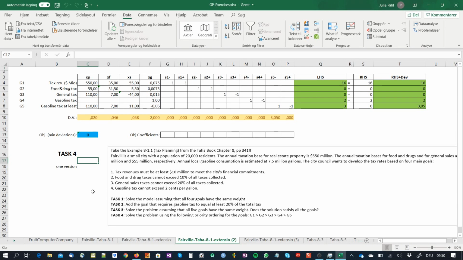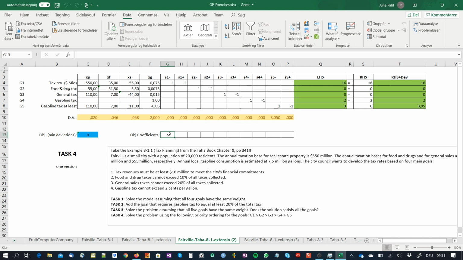A question in addition to the goal programming LP for Fairville tax planning was how to implement the preemptive method in Excel. When you recall the function for the goal programming LP, we had a ranking of our goals. We can simulate something similar by modifying our objective coefficients that would do the same.